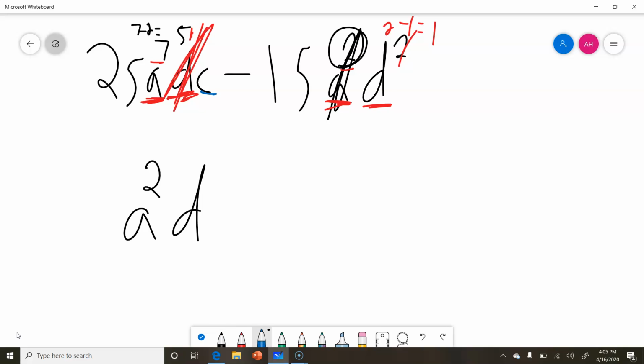Now I look over here at the c, and he's all by himself. There's no c over here, so that means he has to stay. I can't do anything with that, okay? So that means that's all my variables.